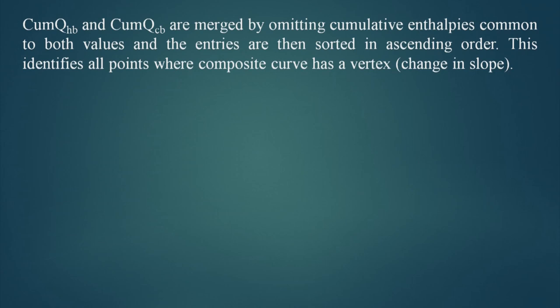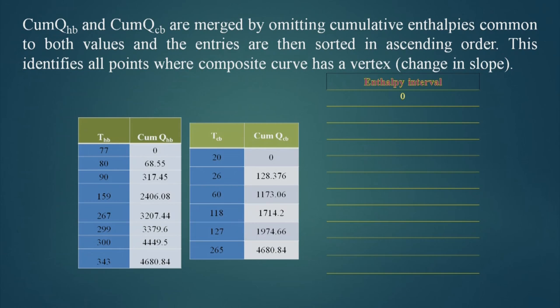Cumulative QHB and cumulative QCB are merged by omitting cumulative enthalpies common to both values, and the entries are then stored in ascending order. This identifies all the points where the composite curve has a vertex. Now, from these two tables, of which one is for the balanced hot composite curve and this is for the balanced cold composite curve, we will note down the cumulative enthalpy QHB and QCB values. These values are merged together and sorted in ascending order. If two values match, we take one out of them.